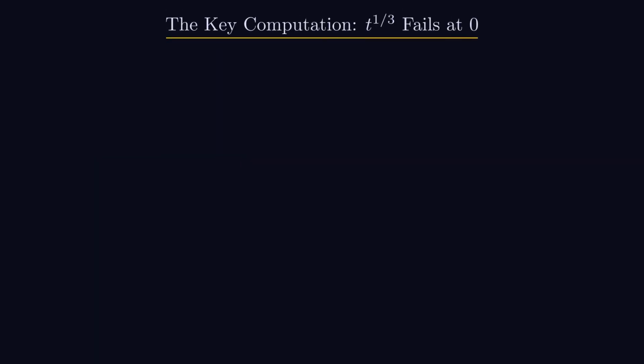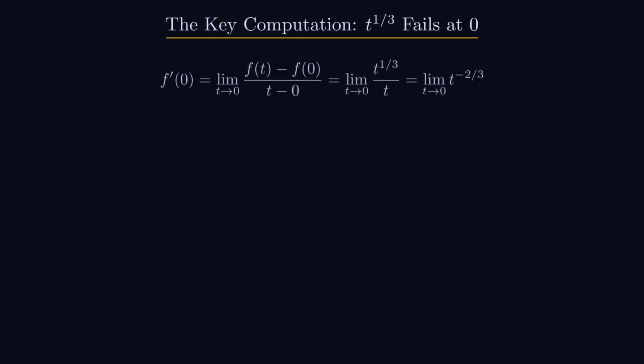To check whether tau 2 of t equals t to the 1/3 is differentiable at 0, compute the difference quotient. The derivative at 0 is the limit as t approaches 0 of f of t minus f of 0 divided by t minus 0. Since f of 0 is 0, this is the limit of t to the 1/3 divided by t, which equals the limit of t to the negative 2/3. From the right, as t approaches 0 through positive values, t to the negative 2/3 grows without bound to positive infinity.